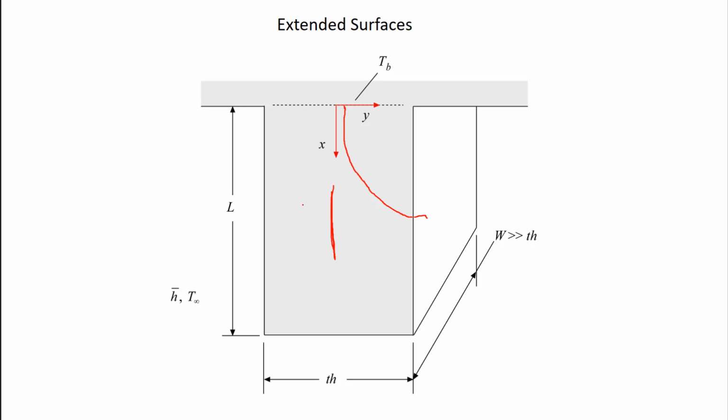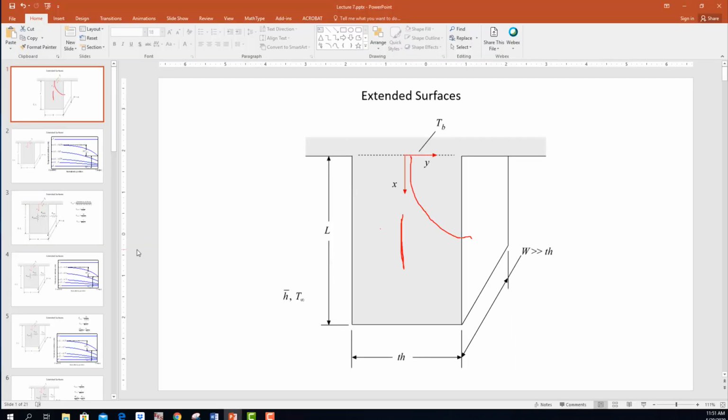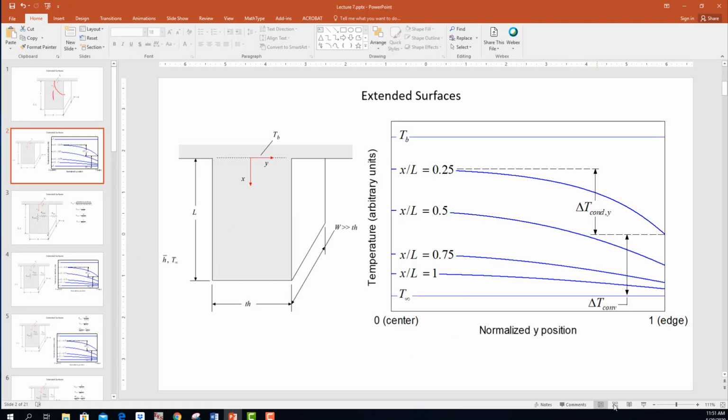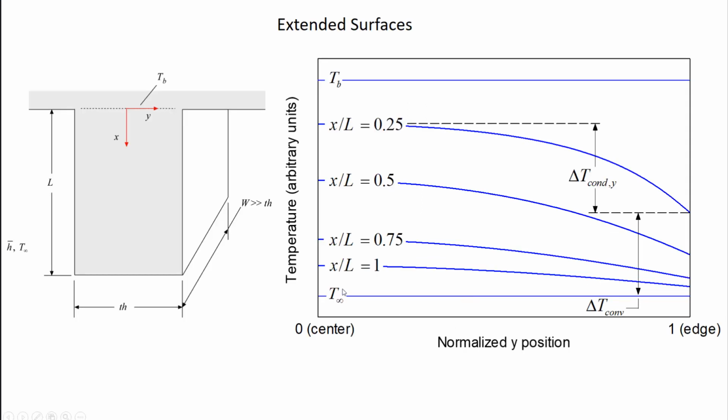So we can look at that temperature distribution. So let's look at the temperature distribution, if I can make technology work for me. So here's my fin again, and we said that energy had to move both in the x and the y direction. So the temperature distribution in that fin might look something like this.